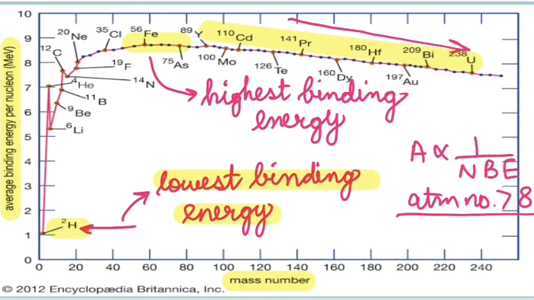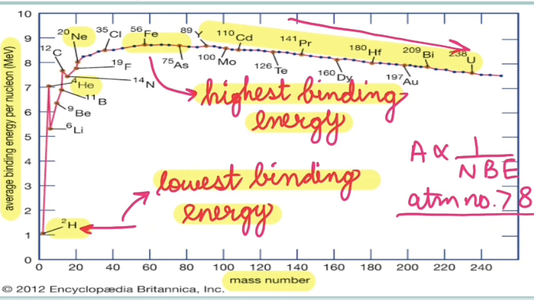Now you can see there is a peak for helium and for neon. Why is it so? Because these have the stable octet, and because of that they have high binding energy. After that, for iron and arsenic, as they have the highest binding energy, we will require the highest amount of energy to separate them.